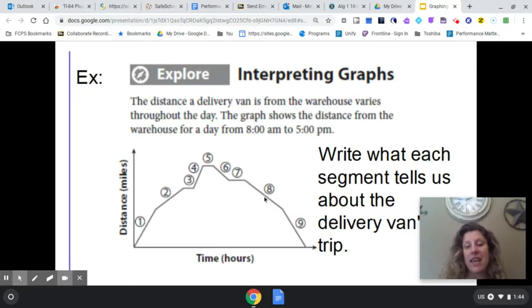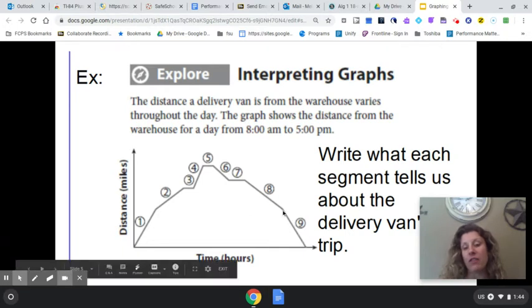Number 8, they are again decreasing their distance from the warehouse. So they're heading back to the warehouse. Their speed is kind of slow there. So maybe they're in a residential area. And then during the last section of the graph, they are traveling at a higher rate of speed, but getting closer to the warehouse. So they're returning to the warehouse, maybe on the highway during section 9.